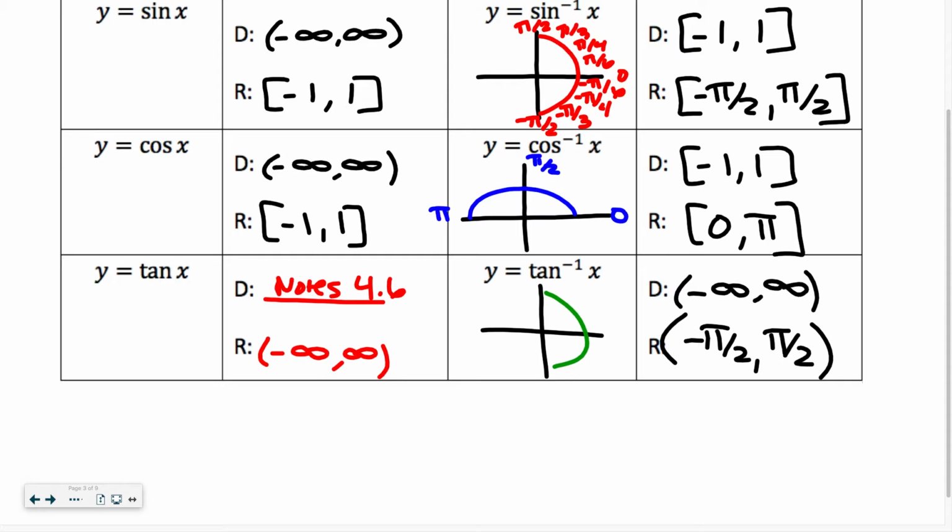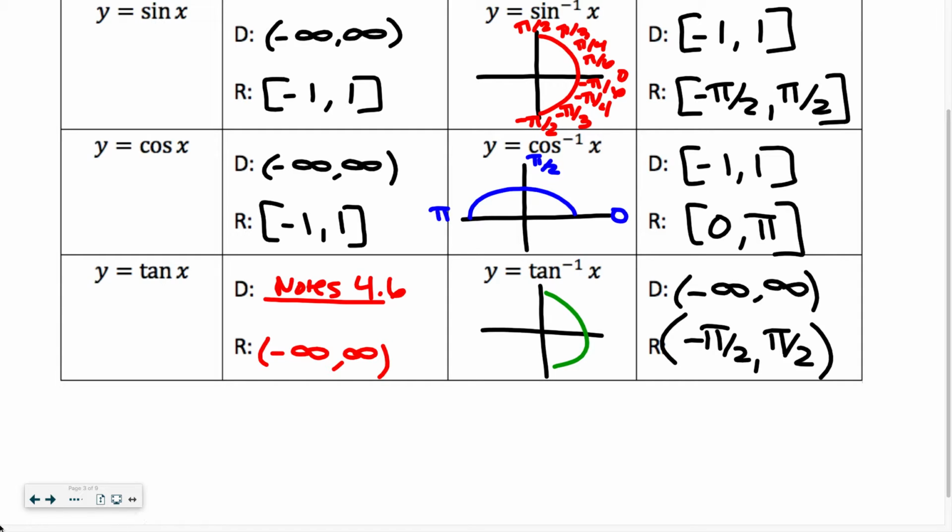So you have to do the same thing for sine and tangent. Don't answer in quadrant 4 those angles from the unit circle, 5 pi thirds, 7 pi fourths, 11 pi sixths. You answer negative pi thirds, negative pi fourths, negative pi sixths.